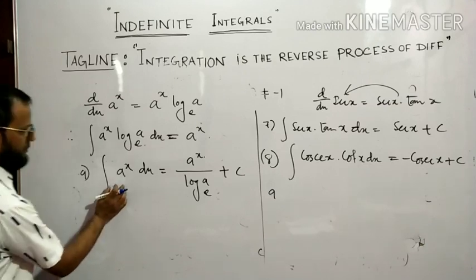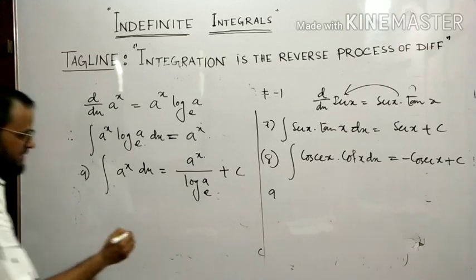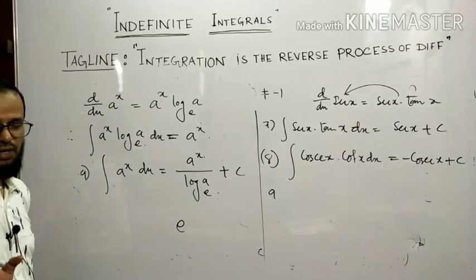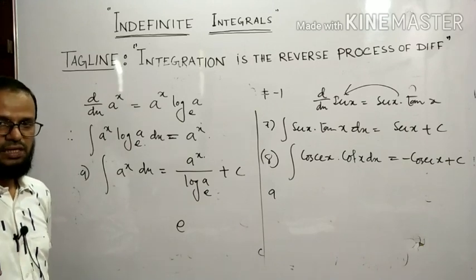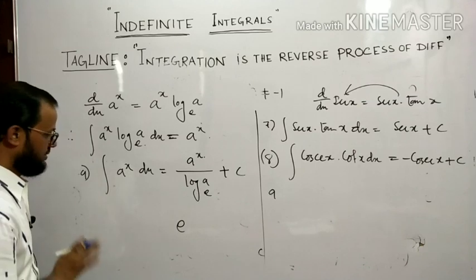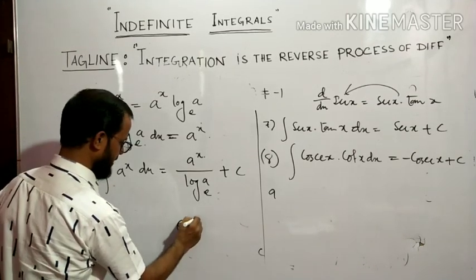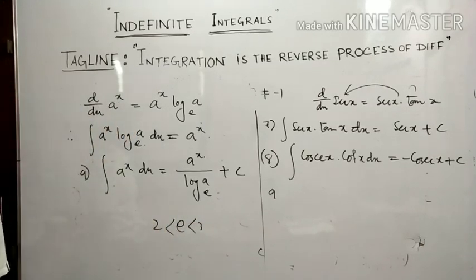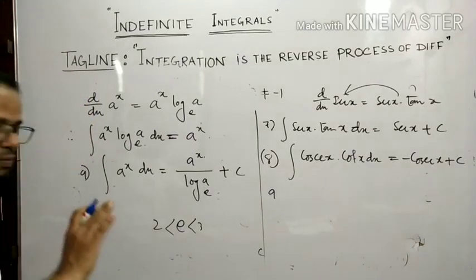Like, suppose that a is equal to e. What is e? E is a particular value of a. What is a? A is any real number. It may be a positive real number or a negative real number, it can be anything. But when a is equal to e, then e lies between 2 and 3. This is a particular real number lying between 2 and 3. Its value is 2 point something.